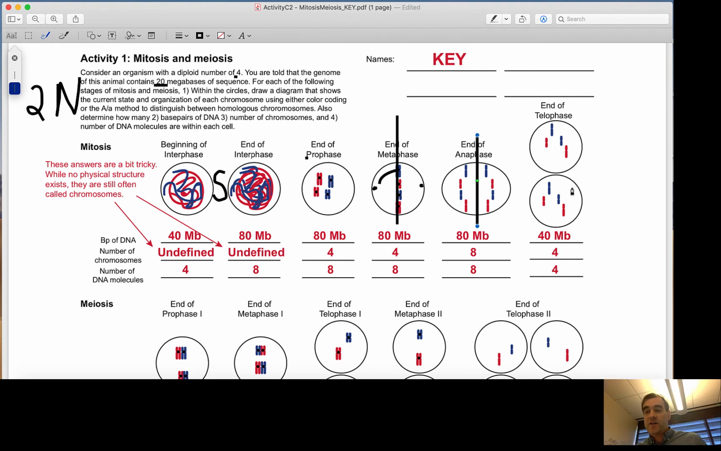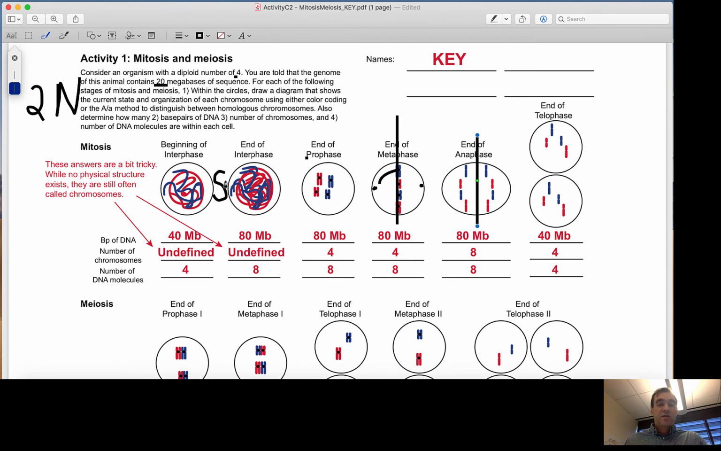And then finally, at the end of telophase we know that the DNA content is half per cell. The base pairs of DNA: we're told that there's 20 megabases of sequence in the genome, and so you should immediately think that's how much DNA is within a haploid cell. That's how much DNA would be in a sperm cell or an oocyte. What we're looking at the beginning of interphase, though, is a diploid cell, and so you have to double that number to get 40 megabases.